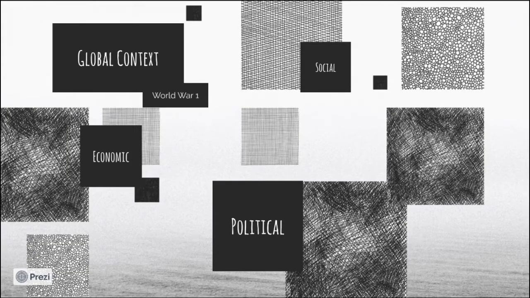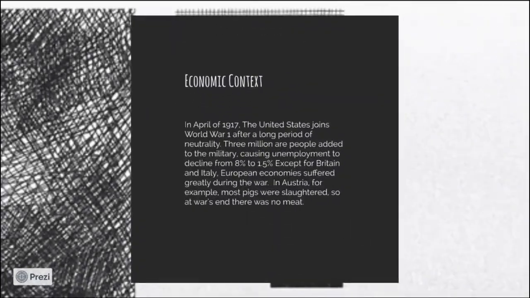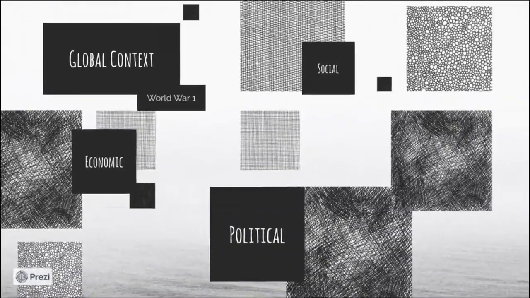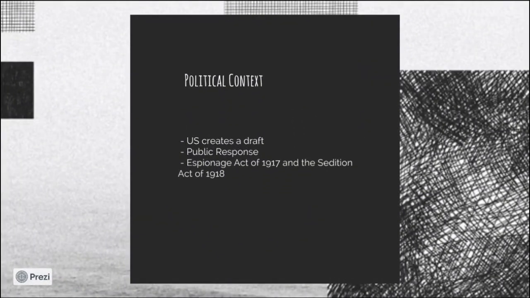Now for the global context in World War I. In April of 1917, the United States joins World War I after a long period of neutrality. 3 million total people are added to the military, causing unemployment to decline from 8% to 1.5%. Except for Britain and Italy, European countries suffered greatly during the war. In Austria, for example, most pigs were slaughtered, so at the war's end there was no meat. When they entered the war, the US created a draft.